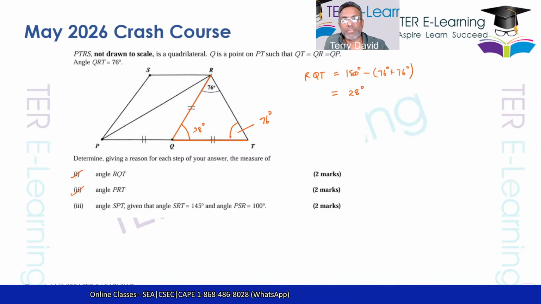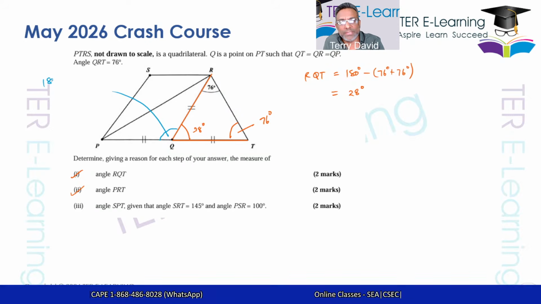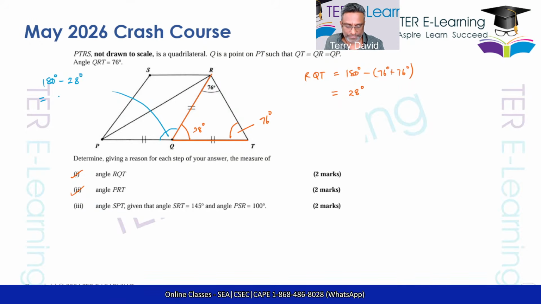Where's PRT? So when you get questions like this, try to put in your angles as fast as you're working them out. Now, what you're going to notice here is that this angle here, we can actually work that out. So that blue angle there is simply going to be 180 degrees minus 28 degrees. So that's 180 minus 28, and we're going to get 152. So this here is 152 degrees.